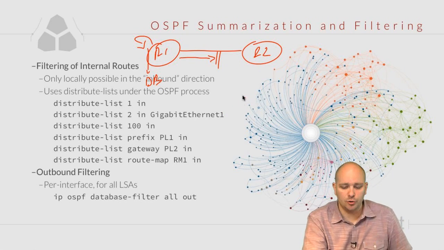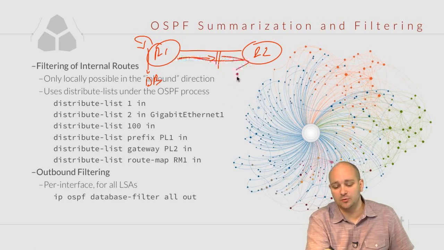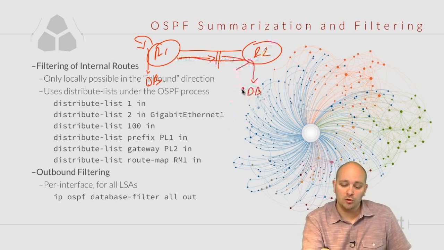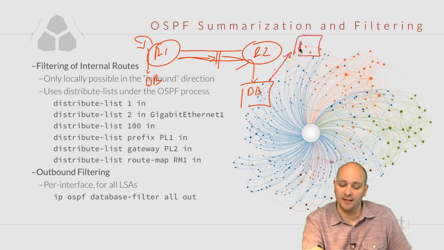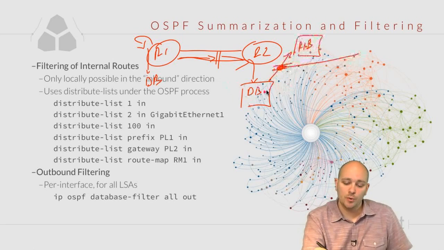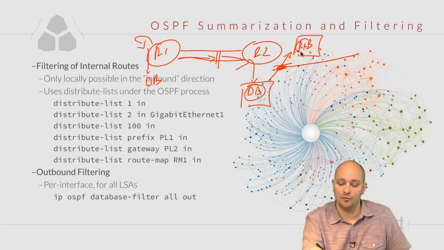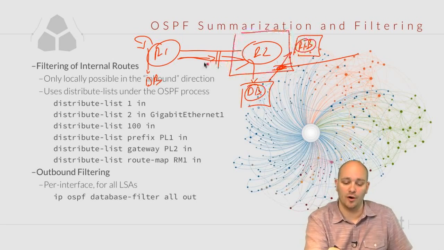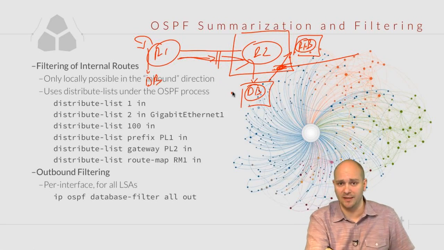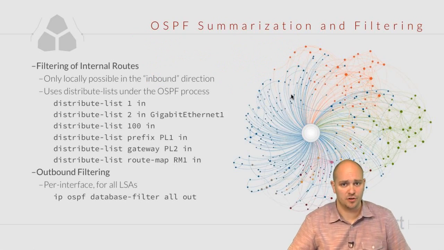Now, what we can do though is, when this prefix was advertised to R2 and R2 has it in its database, what we could filter is between this database and the routing table of R2. This is the place where we can insert the filter. This is where we can actually perform filtering. So we can filter between the database and the routing table locally on the router, but we cannot selectively filter the LSAs as they are being transmitted between different routers.